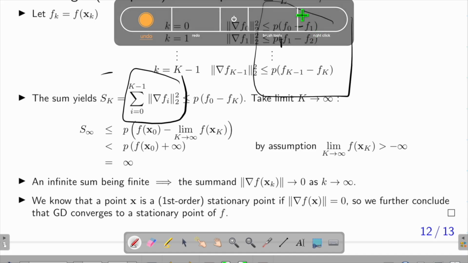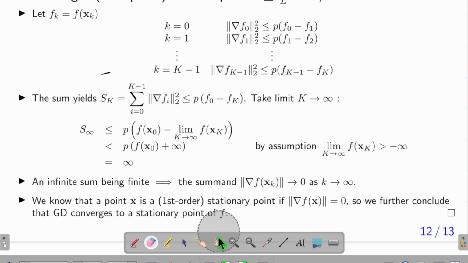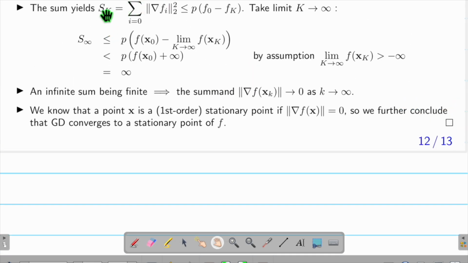So if I do this, what do I have? All this thing is gone. I only have this part and this part left. So what is f0? F0 is the starting point. It's just a number. I don't care. Alright. So I have this whole thing smaller than something like this. Okay, in other words, I have this thing. If I take k to infinity, this thing will be smaller than this whole thing as k goes to infinity.